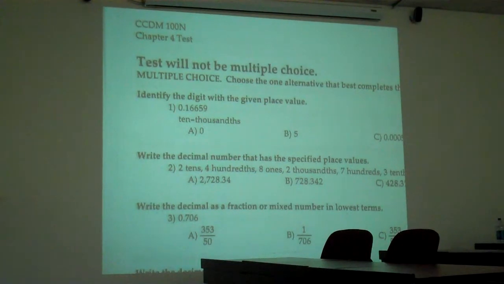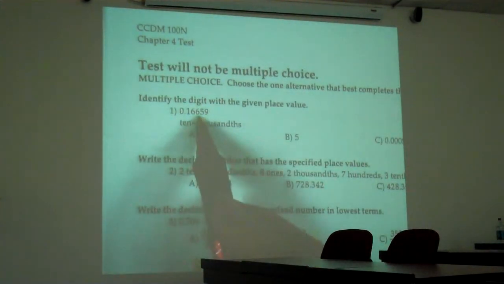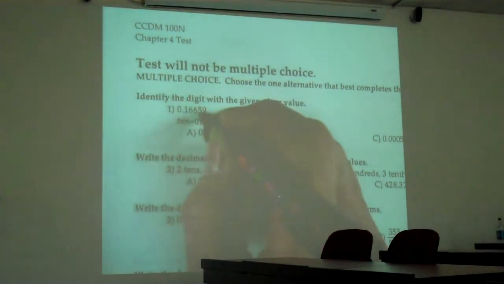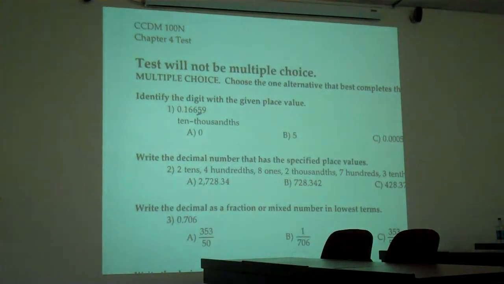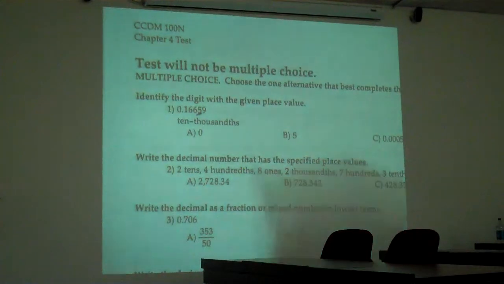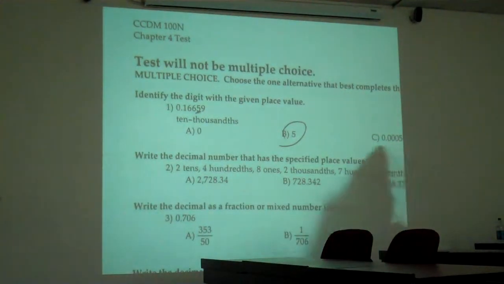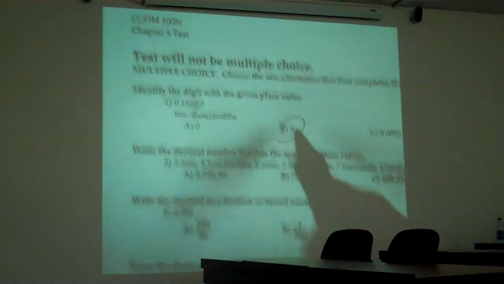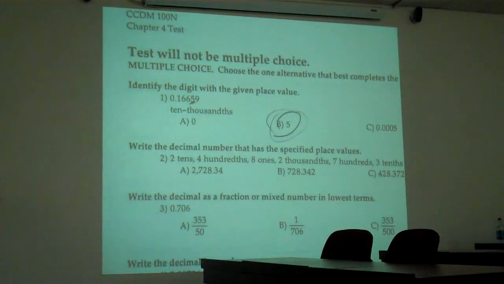Number 1, identify the digit with the given place value. Which digit is in the 10,000ths place? 10, 100,000. There's no 4 on there. There's a 5 there, okay? So 5. You don't have to write it like in the 10,000th place. The 5 is the digit in the 10,000th place, okay?